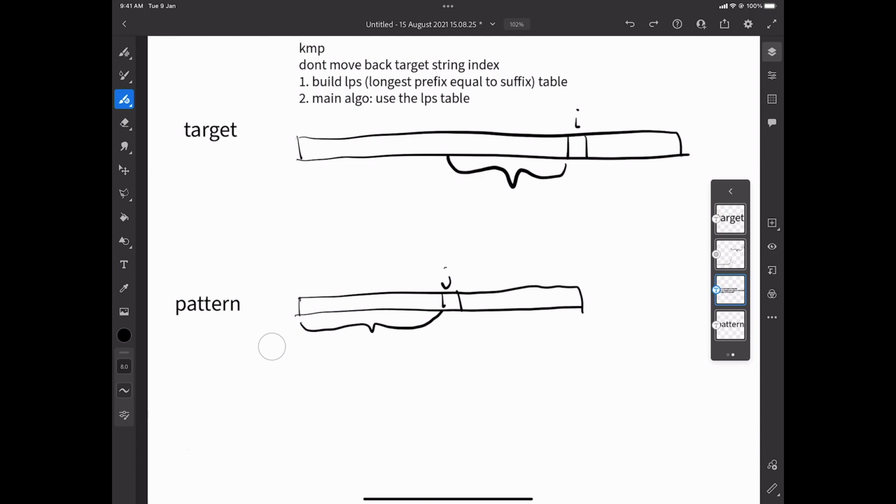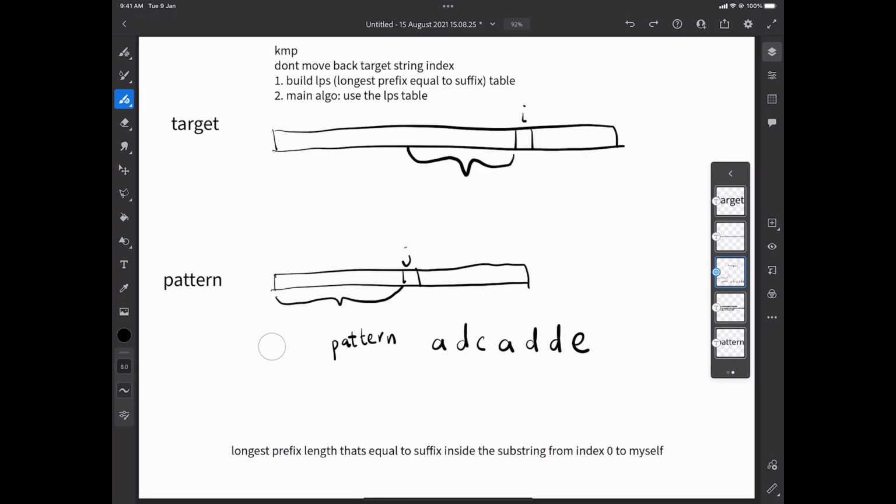The KMP algorithm has two steps. Build the longest prefix equal to suffix table, then the main algorithm. The LPS table is always related to the pattern. It has nothing to do with the target. So let's say you have a pattern string that looks like this. The LPS table is an array of equal length. Inside the array is going to store integers. What that integer represents, I put the definition here. I know it's a mouthful, but let's go through this together. It's the longest prefix length that's equal to suffix inside the substring from index 0 to myself.